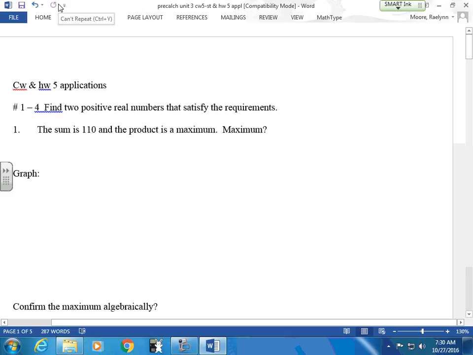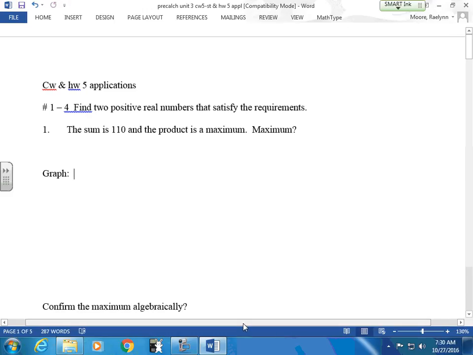All right, so it looks like a little bit of a systems of equations here because we're going to do two things. And we're going to actually put this in your calculator to graph this. We're going to find two positive real numbers. We're going to start out real easy that satisfy whatever it is we're looking for, a maximum or a minimum.